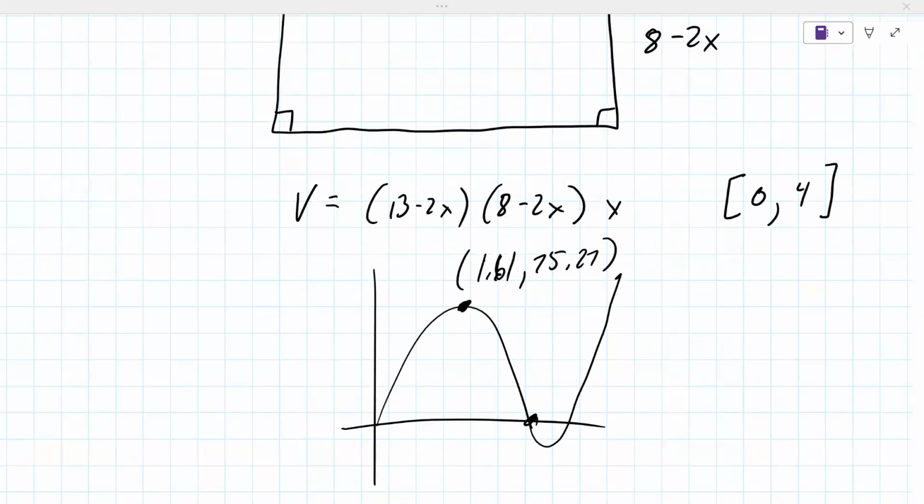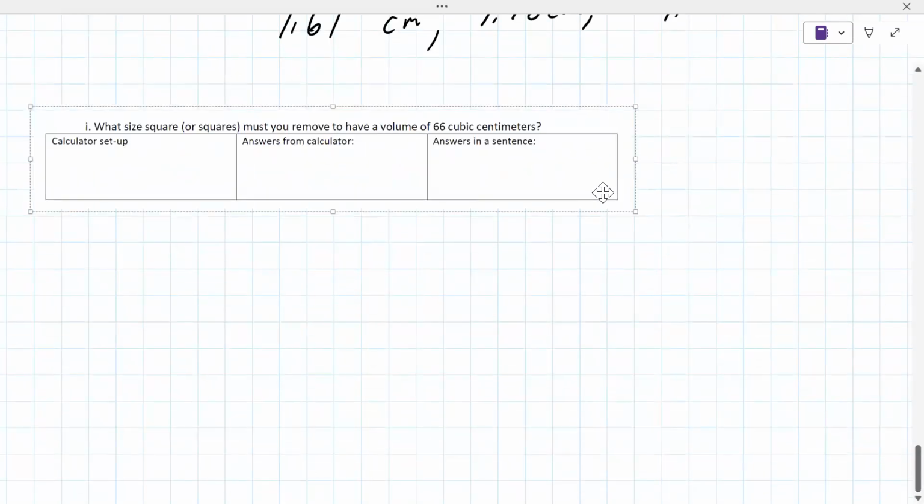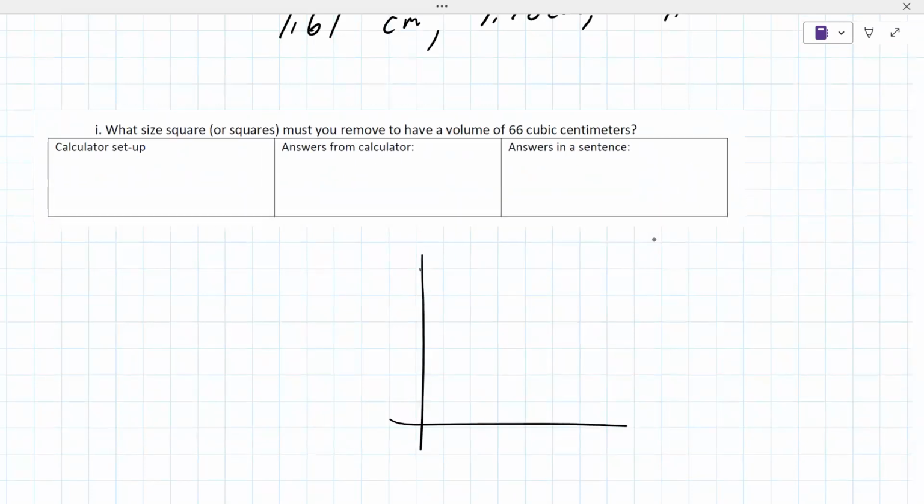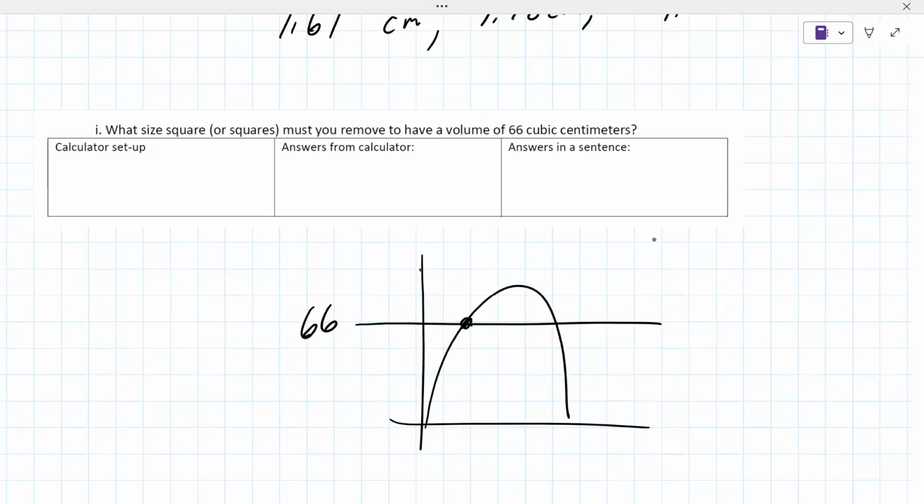So let me grab the snip of that. This time your graph will actually hit 66 in two spots. That's why the instructor is saying square or squares. Got it. So the intersection space. Okay, there are two intersection points. So you want to graph that.